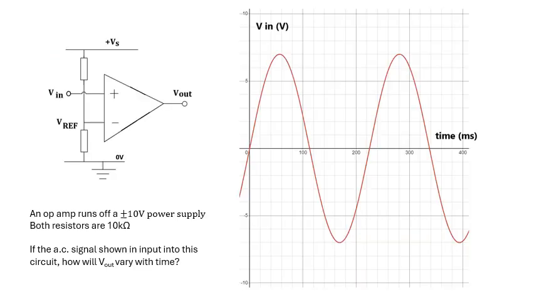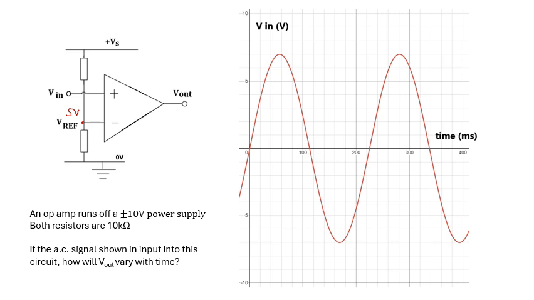So look at this. Here's my comparator. An op-amp runs off a plus or minus 10 volt power supply. Both resistors are 10k. If the AC signal shown is input into this circuit, how will V out vary with time? Well, if both of the resistors are 10k, then V ref is going to be 5 volts, isn't it?